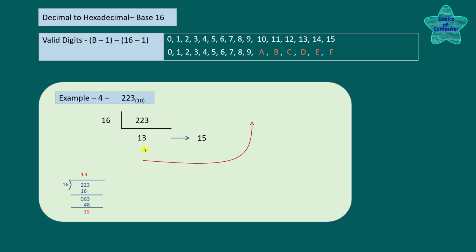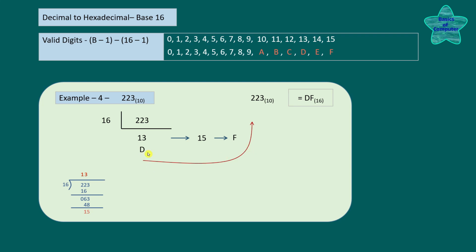But the important point is, we got 13. So 13 we have to write as D, and 15 here we have to write as F. So the answer for us would be 223 to the base 10 is DF to the base 16.